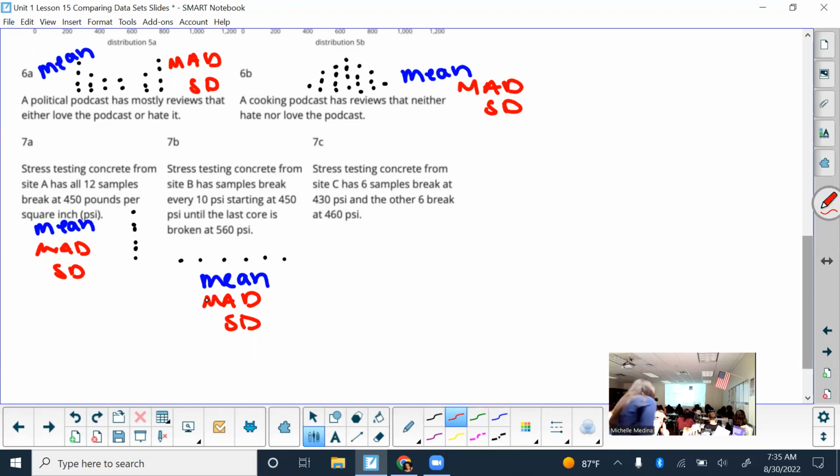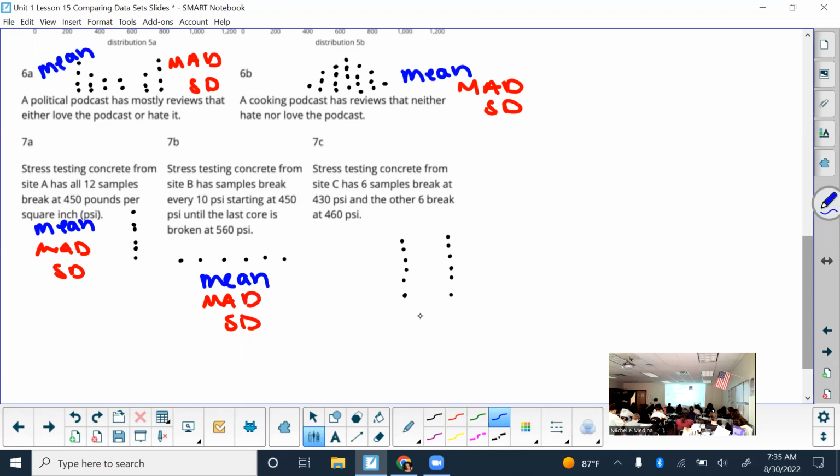Last one, we have stress testing concrete from site C has 6 samples break at 430 PSI. So 1, 2, 3, 4, 5, 6 at one point. And the other 6 break at 460 PSI. How would you describe the shape of this distribution?